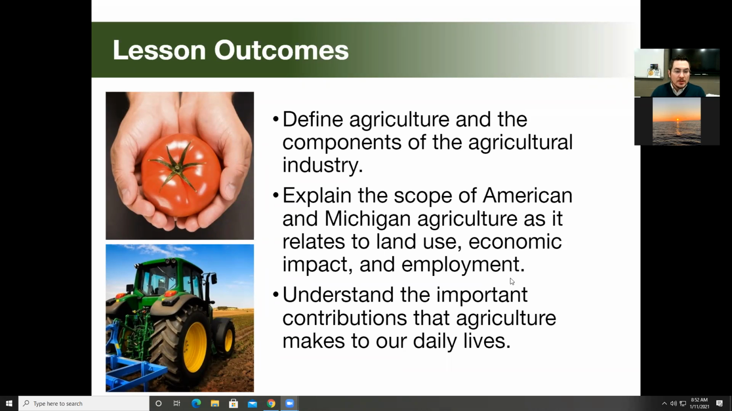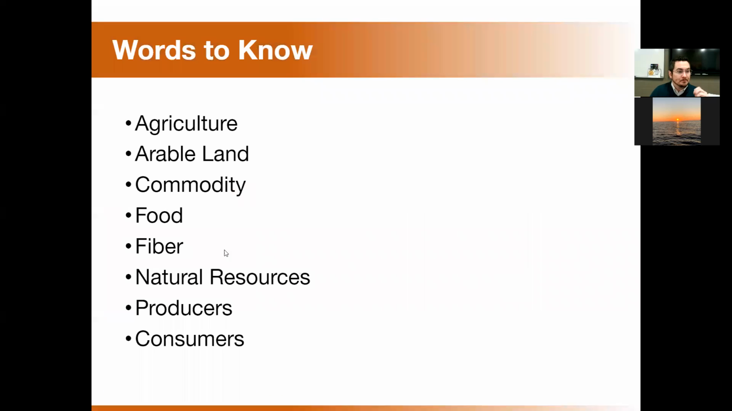We're also going to explain the scope of both American and Michigan agriculture as it relates to land use, economics, and employment. There are a few different ways that we measure how big the ag industry is, and we're going to talk about those. And we're going to talk about the important contributions that agriculture makes to all of our daily lives.